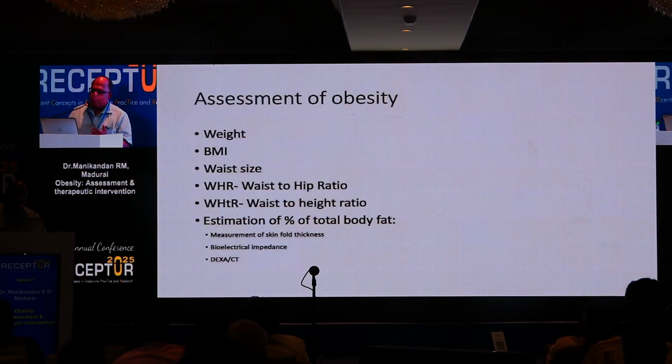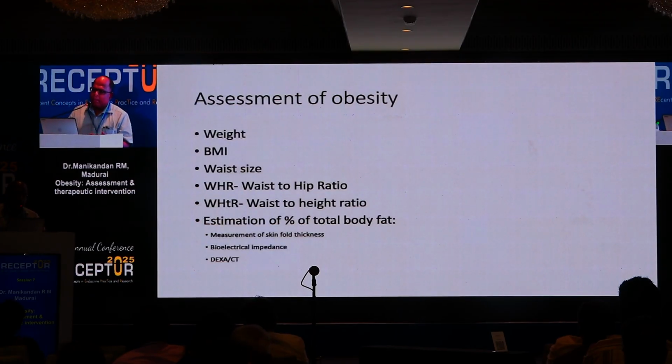So this is how waist to height ratio is measured. Now we are also getting methods to assess the total body fat. The simplest way is to look at the measurement of skin fold thickness in arms and neck and other places as well. And now we have the help of machines which can assess the amount of fat in the body, like bioelectrical impedance and other things.